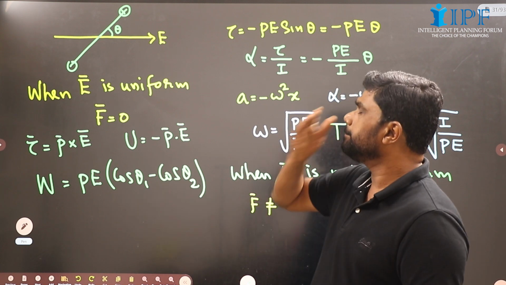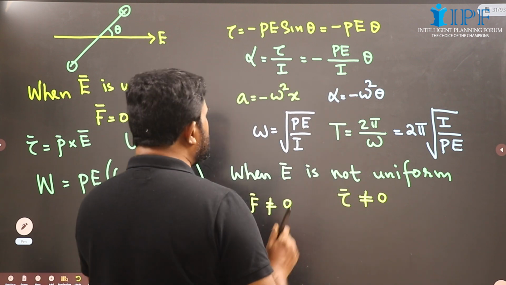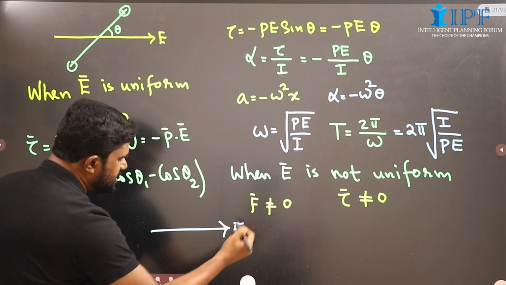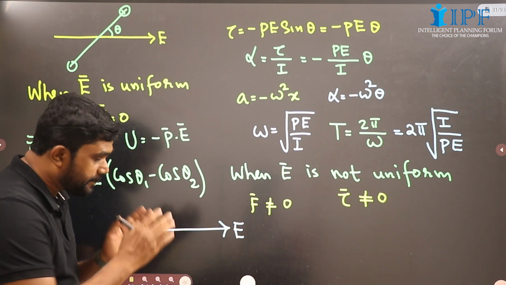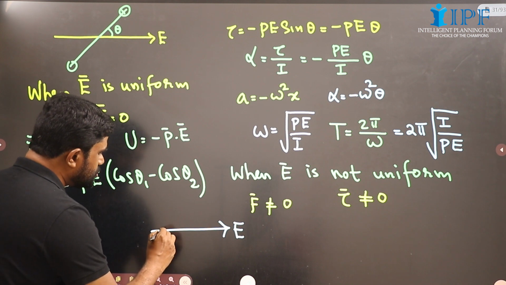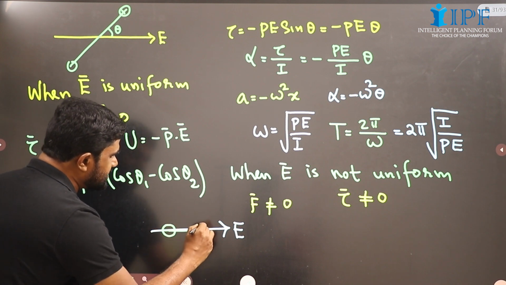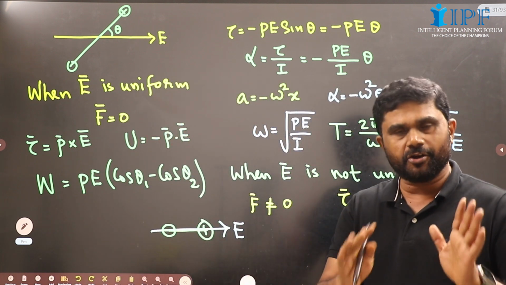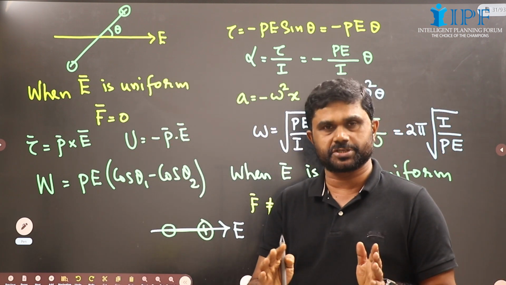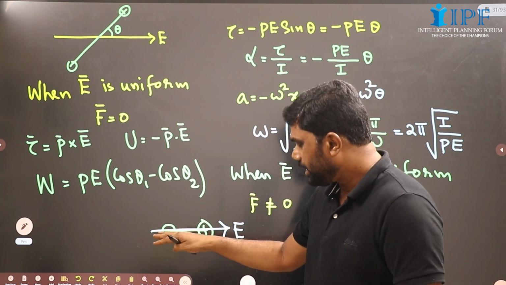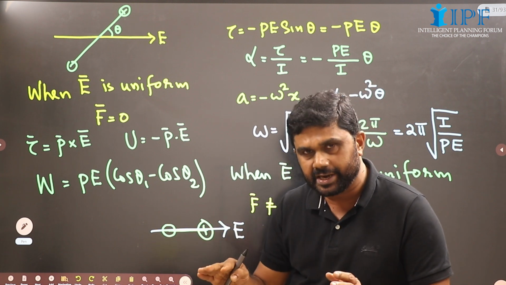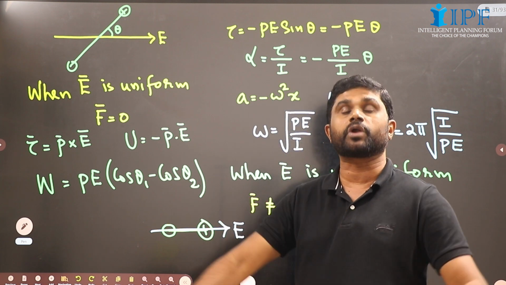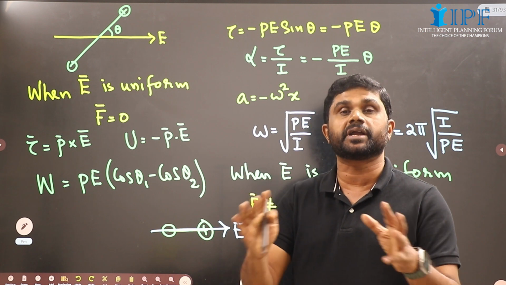Now initially, or in equilibrium, suppose this is the direction of the intensity of electric field, and suppose I have kept an electric dipole here. The dipole will lie like this. The dipole will be along the direction of the field. If the dipole is along the direction of the electric field, and if it is not disturbed, it will be there forever because it is in stable equilibrium.